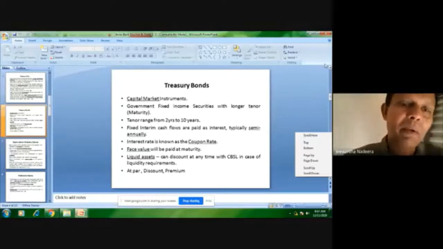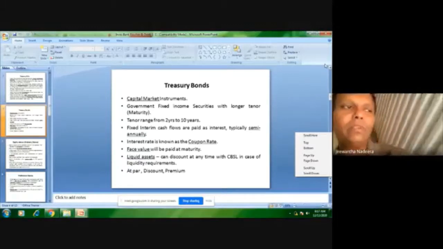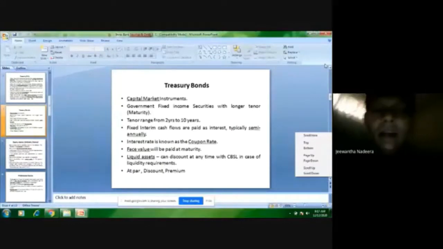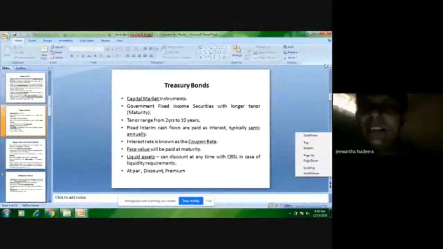So it's a capital market instrument. Liquid asset, yes, liquid asset. What do you mean by this at par, discount, premium? For example, we say 100 rupees. Now when you are issuing a new bond, a new debenture at 100, we call it the par value. So you're issuing at par value.